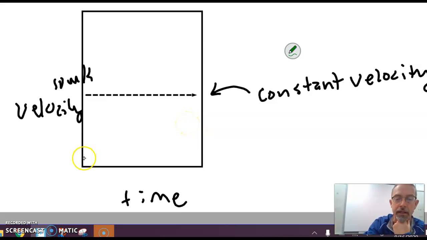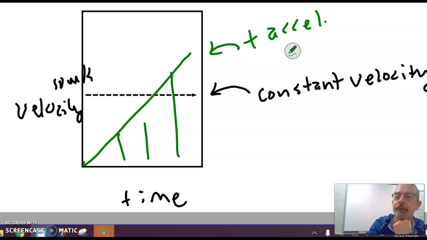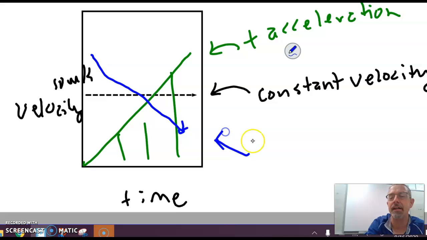If, however, I have a line that looks like this, now my velocity is increasing over time. This would indicate a positive acceleration. But again, I have some things that don't always positively accelerate. I could have, whoops, kind of an iffy line there, I could have a negative acceleration as well.